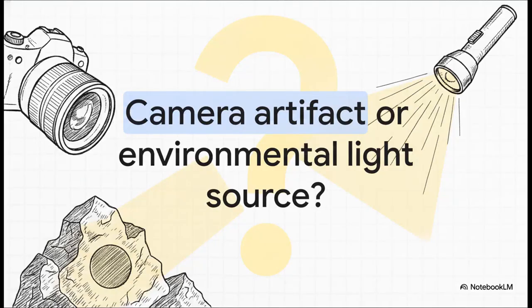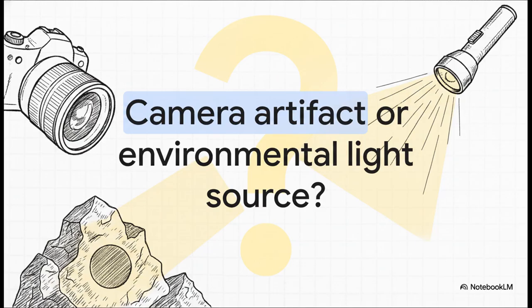Which brings up a really critical question for our investigation. Is this a camera artifact or an environmental light source? I want you to analyze that light's perfect geometry against the organic, chaotic rock. Like, is this just a harsh flashlight beam bouncing off a damp spot? Or is this an integrated artificial light physically installed in the space?